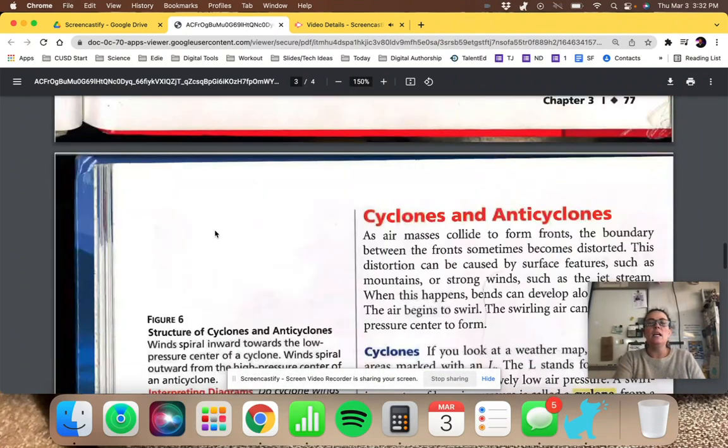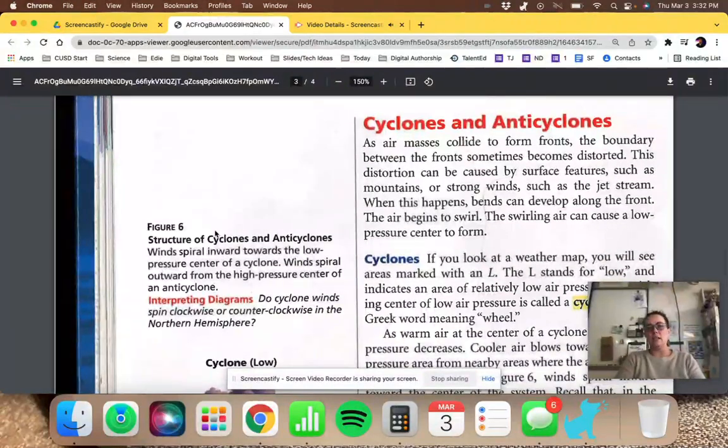Now we have these other things called cyclones and anticyclones, and it's not what you're thinking about, like a big storm. A cyclone or anticyclone is just an area of high pressure or low pressure. Air masses collide to form fronts, the boundaries between two air masses. Okay, that's where you'll get this happening. So the boundary between the fronts sometimes becomes distorted. This distortion can be caused by surface features such as mountains or strong winds, such as the jet stream. When this happens, you get bends along that front and the air begins to swirl, and the swirling air can cause a low pressure center to form.